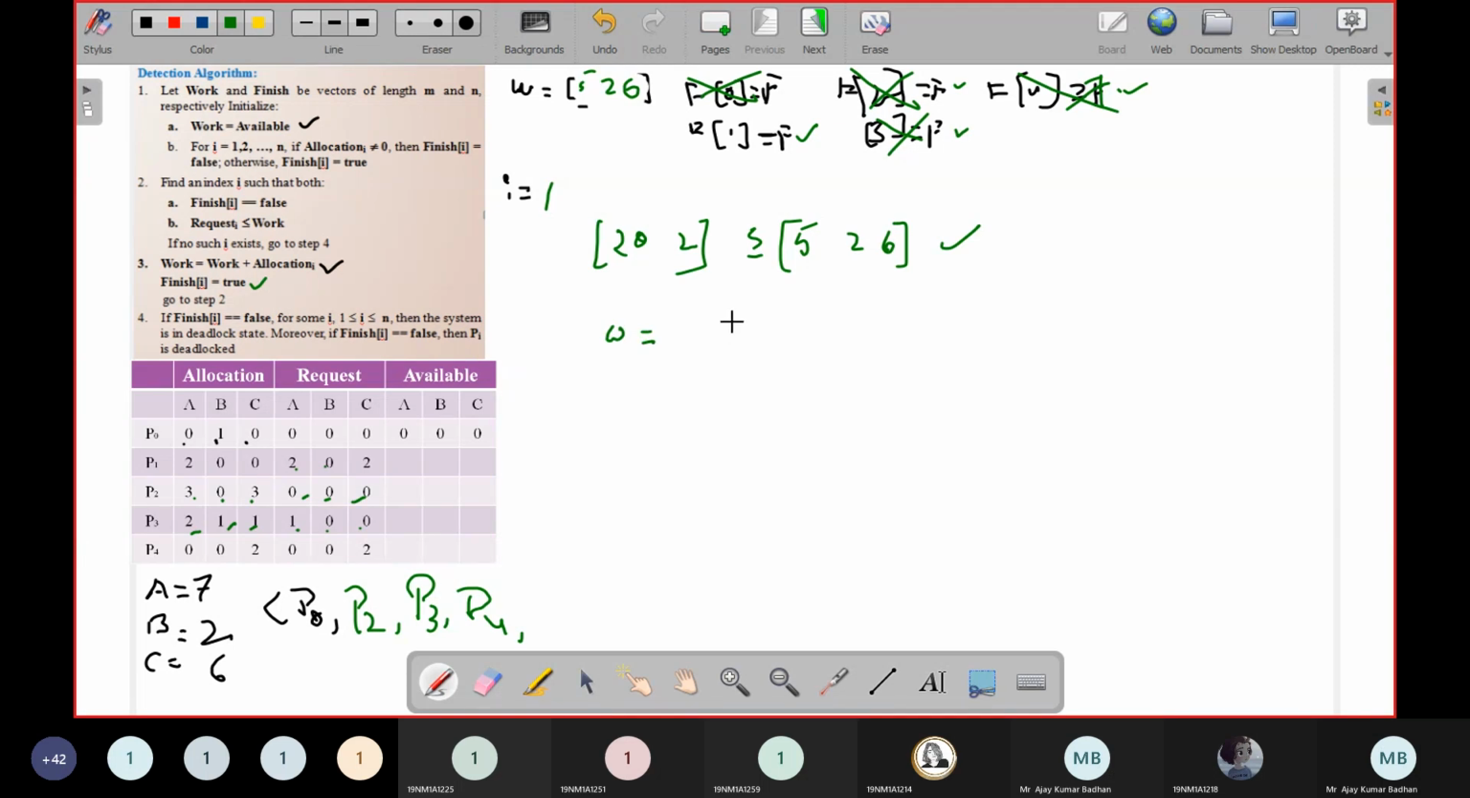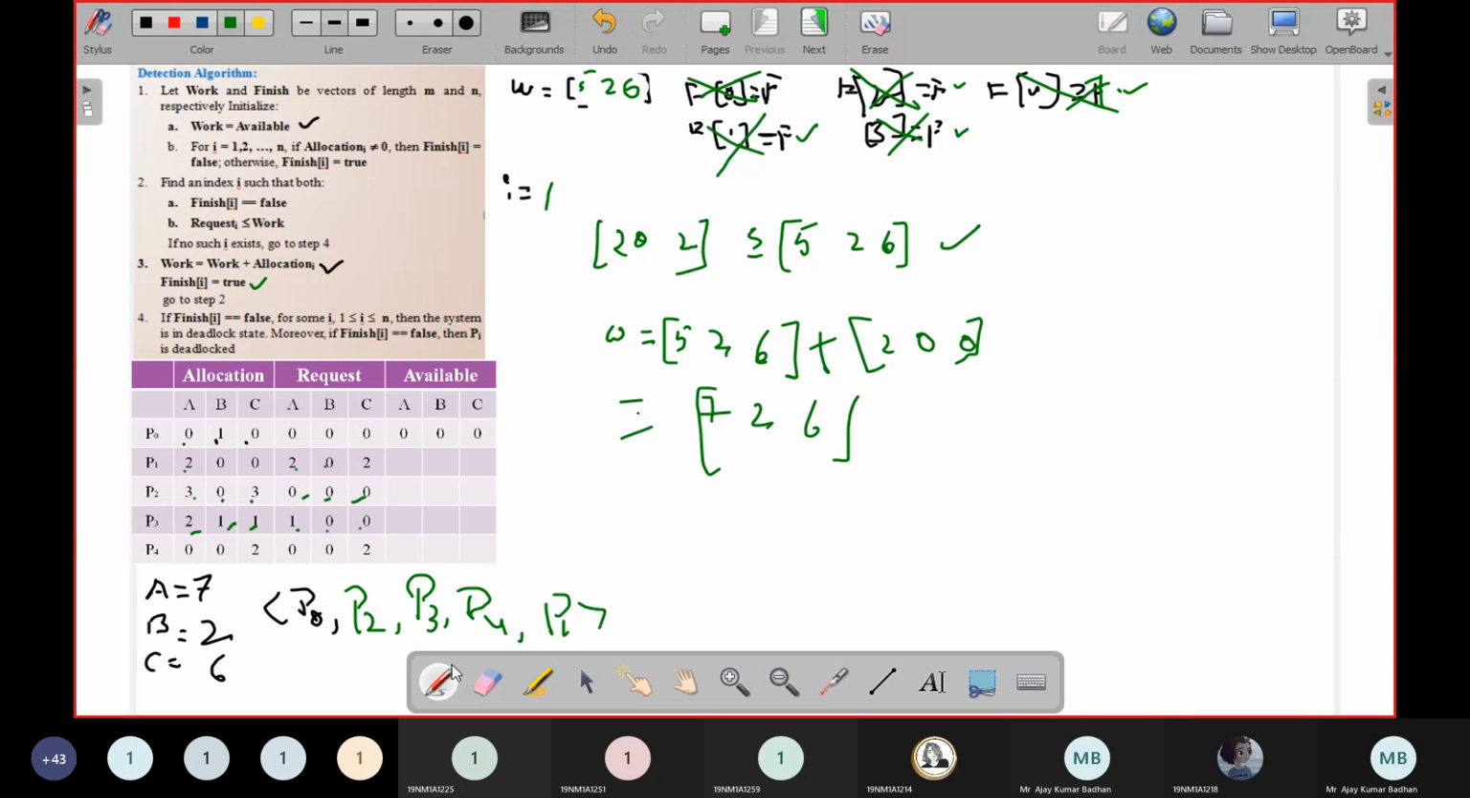Now the system has allocated the resource. Now we are taking it back. Work equal to work plus allocation. 526 plus what we have to do? The allocation to this particular process. How much? 200 to the process 1. 200. How much are we going to get? 726. And this process has also completed.